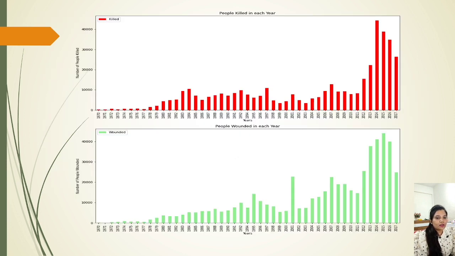Here we can see the red colored graph shows the people killed in each year. From 1970 there is a very small number of killed people, and then in 2014 there is the highest rate of killed people. Then it decreased, and we just have data up to 2017. In 2017 it didn't reach zero, but it got lower than the 2014 data. It is the same with the wounded people.